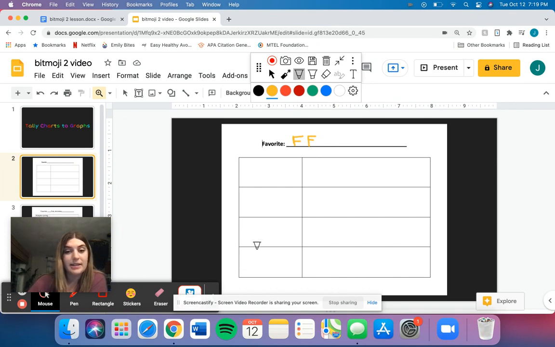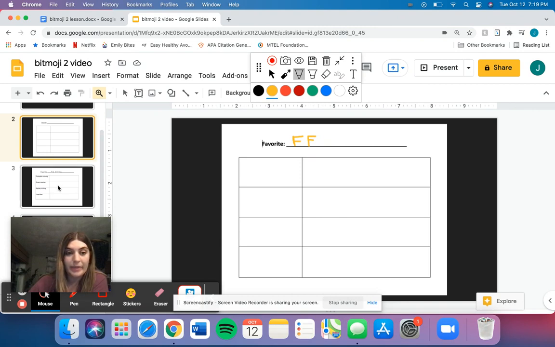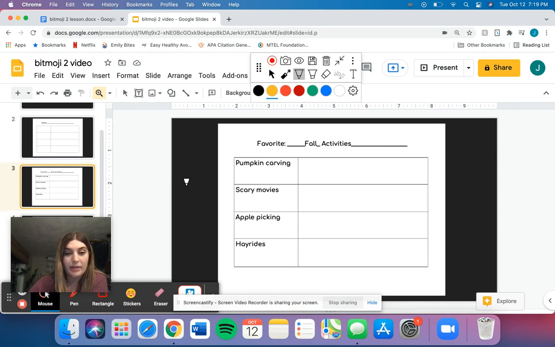Yeah, my choices. So I came up with 4 fall activities that people could choose from, and this is what my final tally chart looks like. As you can see, I have favorite fall activities, and I came up with pumpkin carving, scary movies, apple picking, and hay rides. So I'm going to ask you guys what your favorite fall activities are, and as you tell me, I'm going to tally them, which is also known as collecting my data, right?